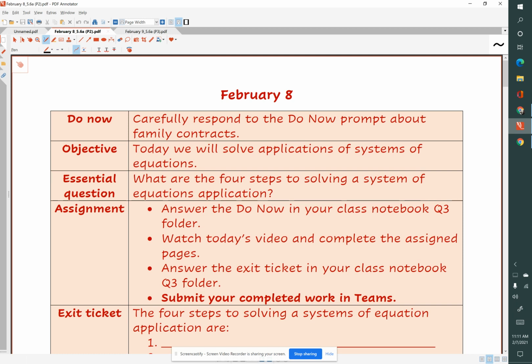So now we're going to take what we've been doing and we're going to put it to use. What can we use this for?